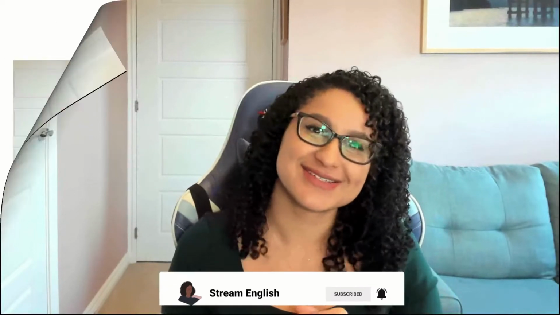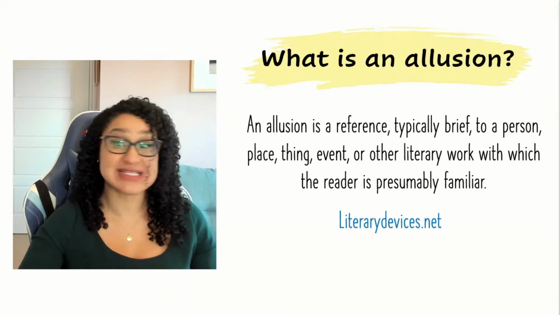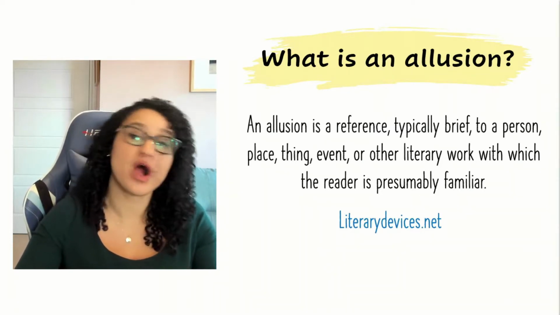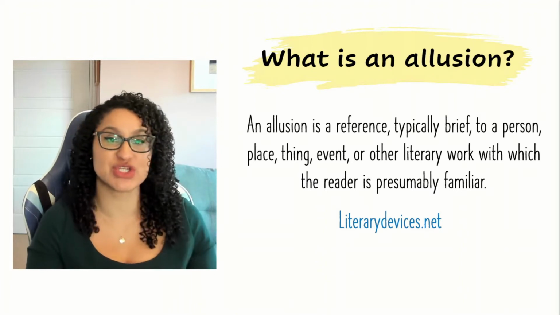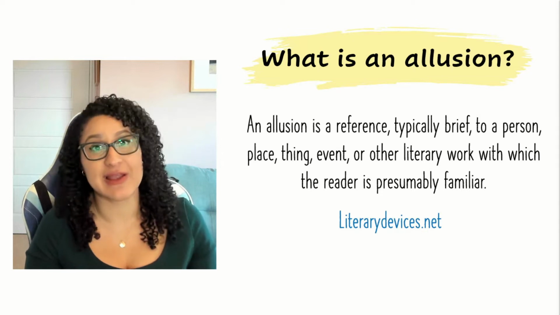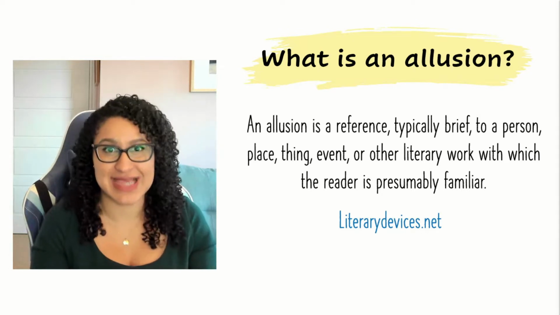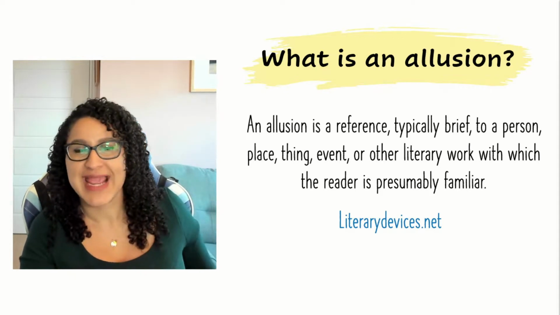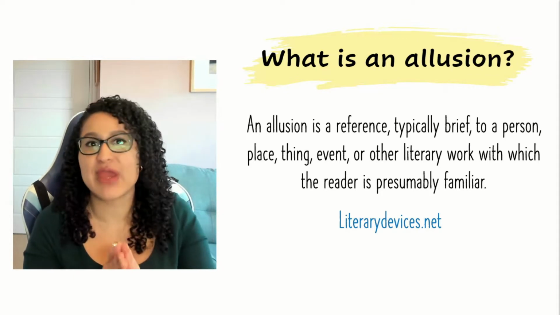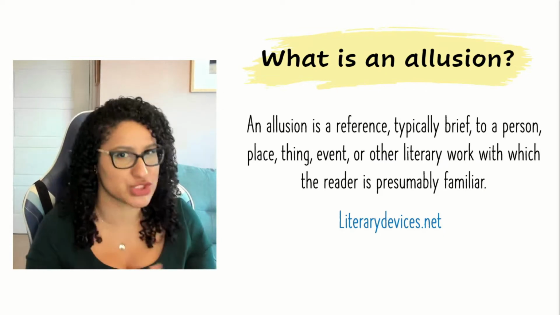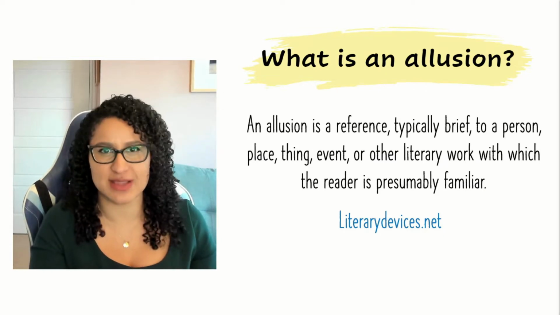So let's do this. An allusion is a reference, typically brief, to a person, place, thing, event, or other literary work with which the reader is presumably familiar. So it's basically like a writer drops into their text a reference to something from the real world. And what they're trying to do is get their reader to spot the connection between the reference and what's going on in the text. Let me show you an example of what I mean.